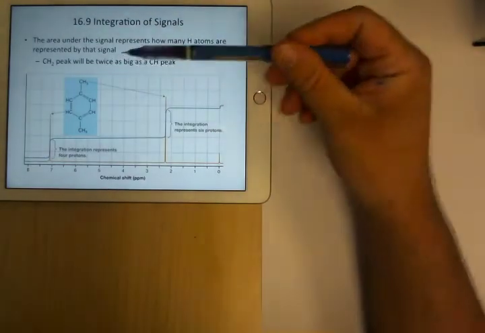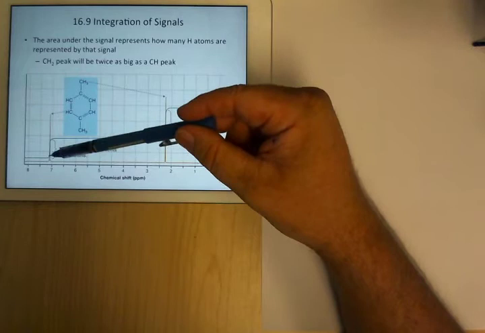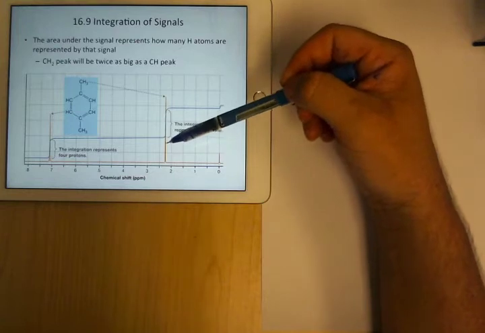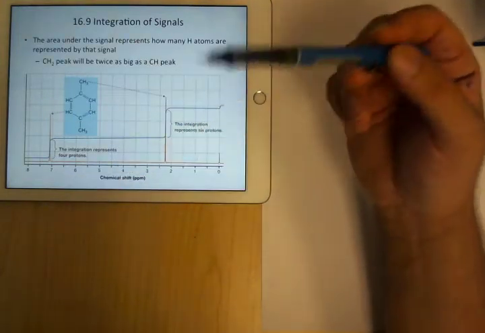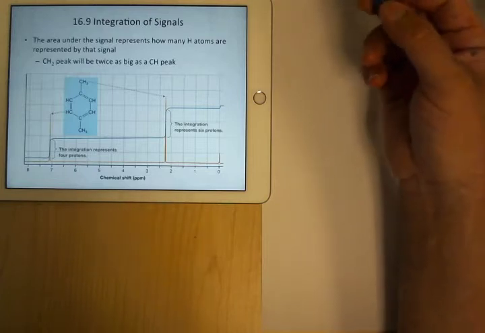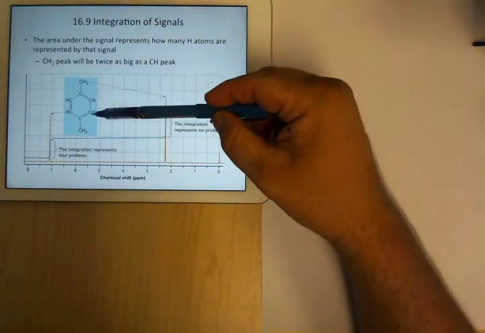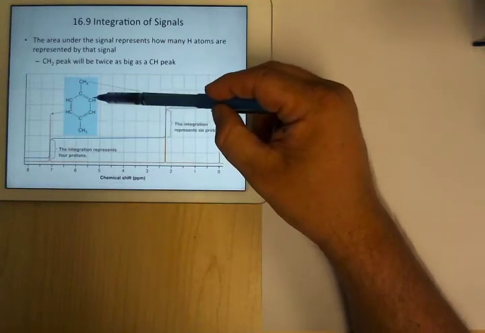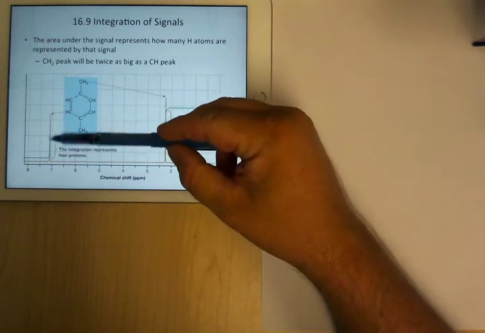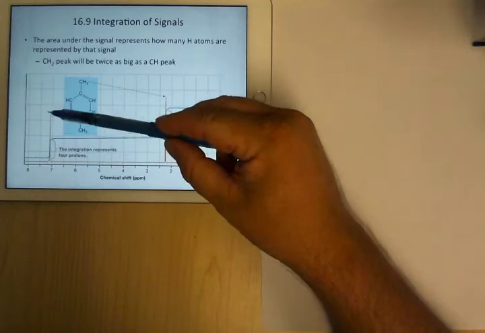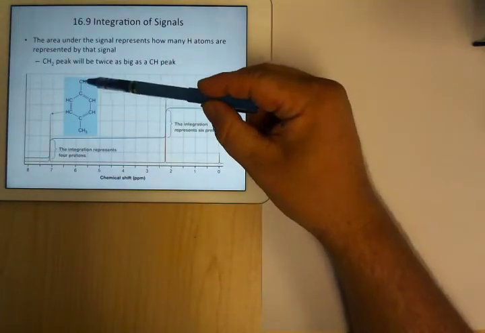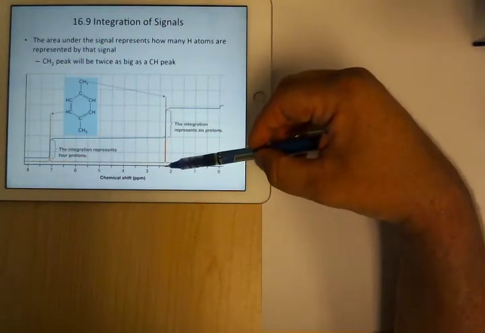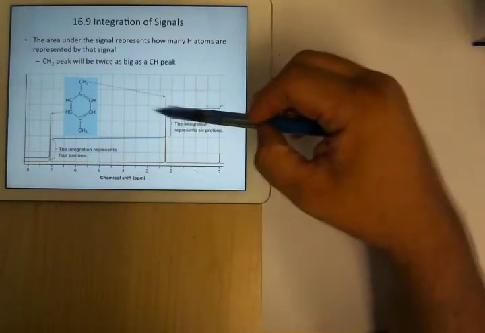Okay, so the nice thing about hydrogen NMR is that if you take the area under the curve, so you do your calculus, the area is relative to how many hydrogens are represented in that peak. This peak here represents these 4 hydrogens, which are equivalent to each other, so this signal would integrate to 4 hydrogens. These two methyl groups are equivalent to each other because you can just flip the molecule like that, so this would integrate to 6 hydrogens.